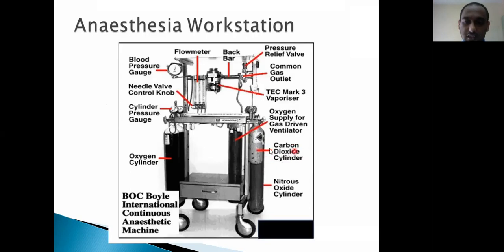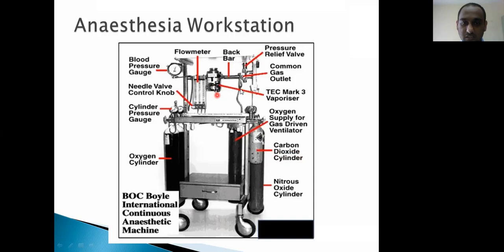cylinder is also attached. But as anesthesia progressed and multiple studies were done, they realized that carbon dioxide is harmful to have the cylinder there. It used to be also used to drive the ventilator sometimes, in some machines, but it was later decided it is unsafe to use carbon dioxide.